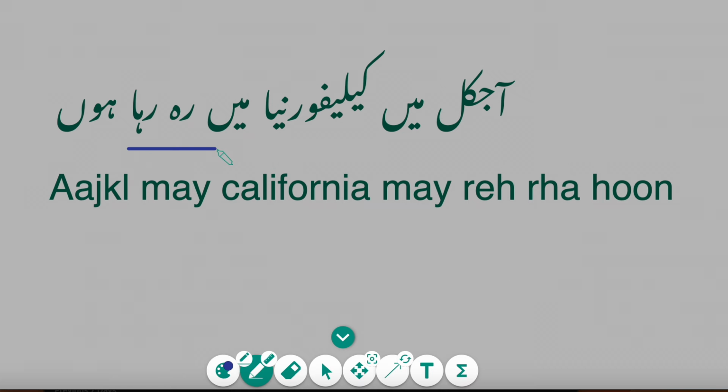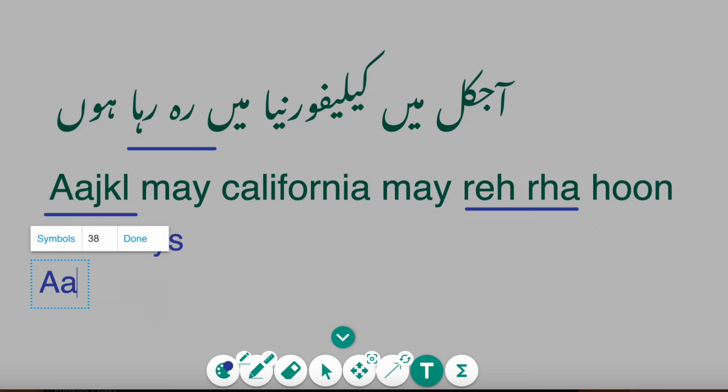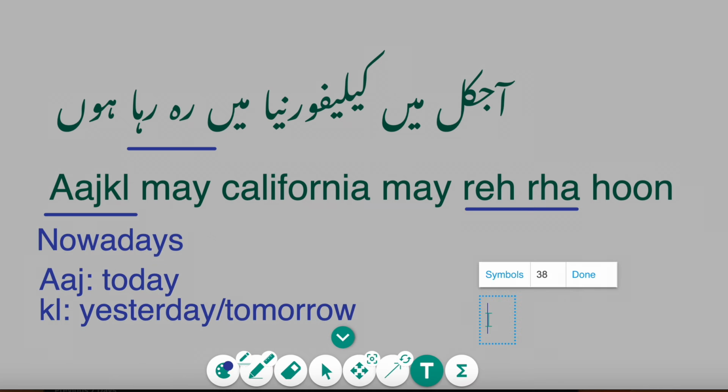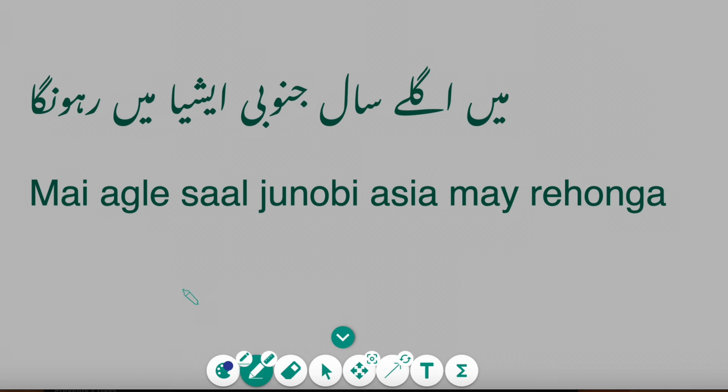आजकल मैं कैलिफोर्निया में रह रहा हूँ. आजकल means nowadays. Aaj is today, kal is yesterday and tomorrow. So all of them together is nowadays. मैं कैलिफोर्निया में, in California, रह रहा हूँ, is living.